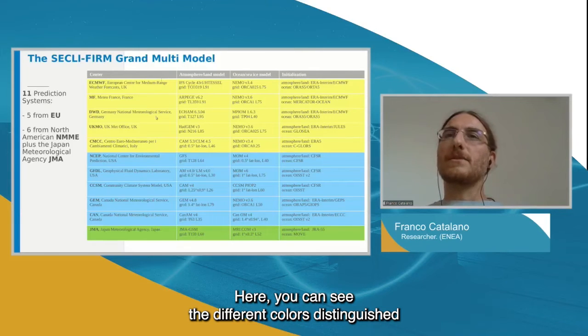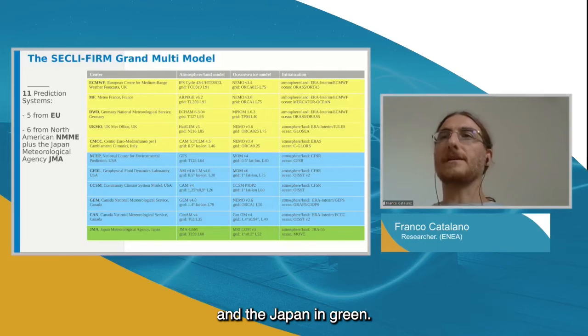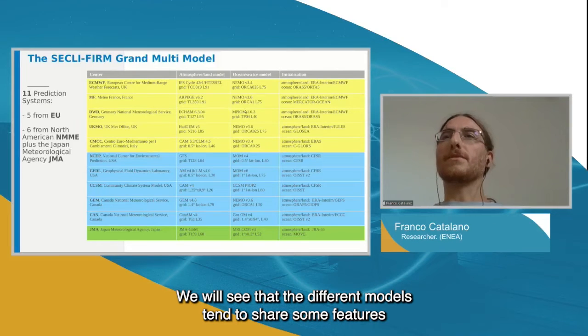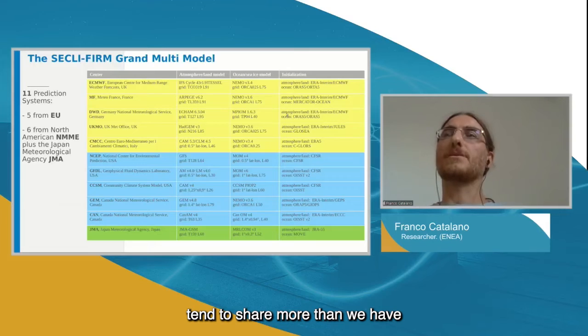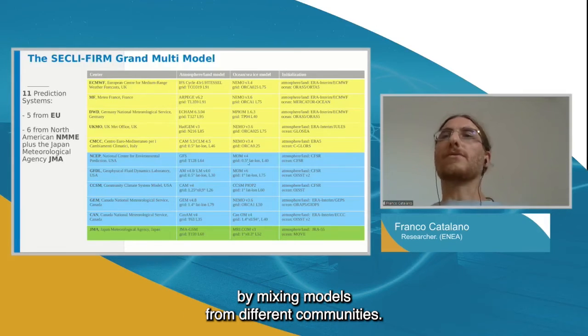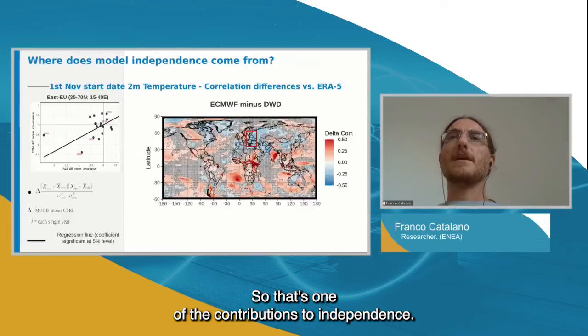Here you can see the different colors distinguish between the European in yellow, the North American in blue, and the Japan in green. You will see that the different models tend to share some features, and you can also see that models coming from the same community tend to share more than we have by mixing models from different communities. So that's one of the contributions to independence.